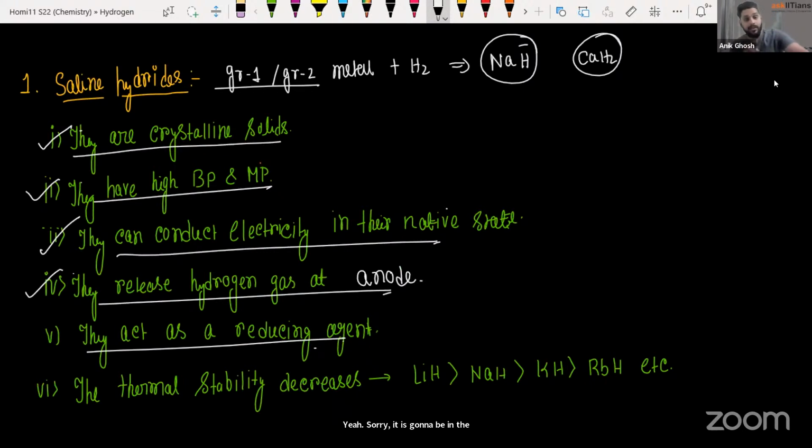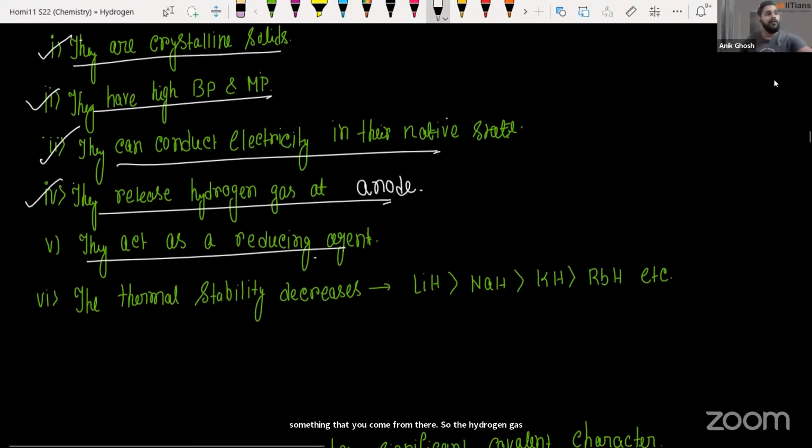They release hydrogen gas at the anode, right? H minus is something that you form from there. So the hydrogen gas will be formed in the anode segment, right? Now, they act as reducing agents. Clearly, guys, if you are talking about metallic hydrides, they would definitely be acting like reducing agents, because all kinds of hydrides are reducing in nature.